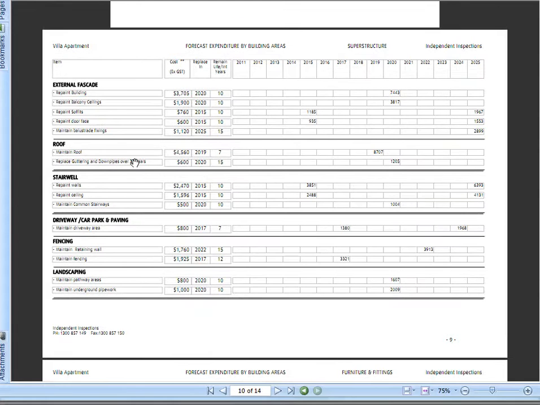Okay, so we can see that each of these items has what they call an effective life. So we're looking at repainting the building. It'll cost you $3,000 now, but we're going to repaint that in 10 years time. So in 10 years that's going to be worth $7,000 to do that part of the building.